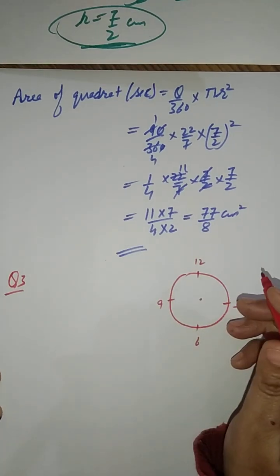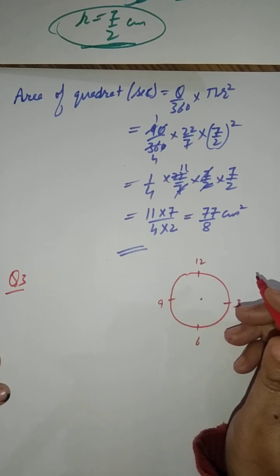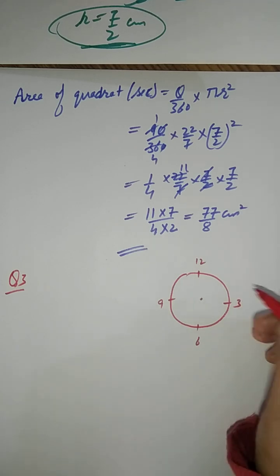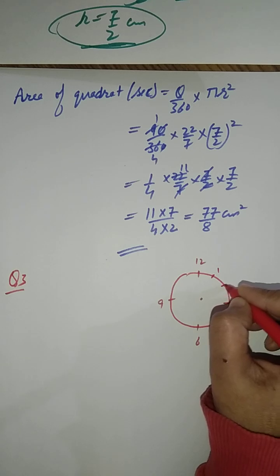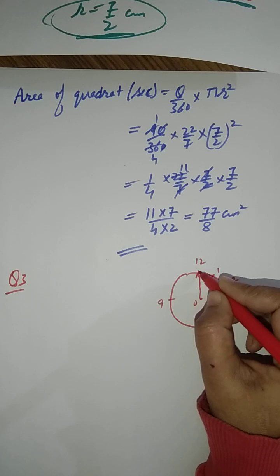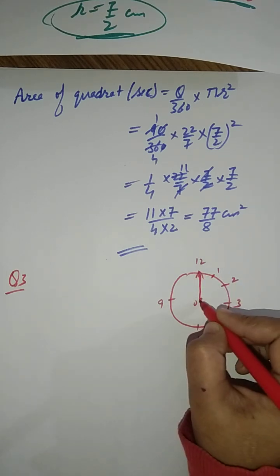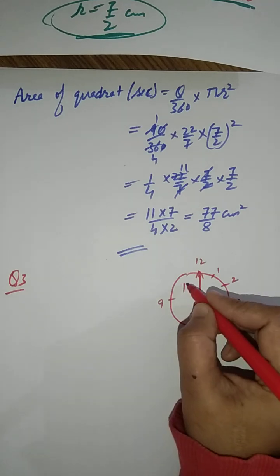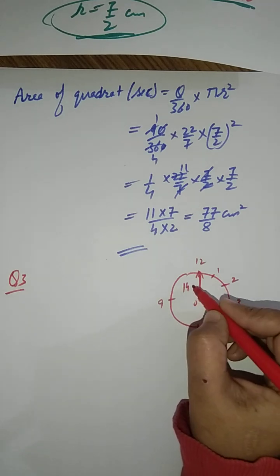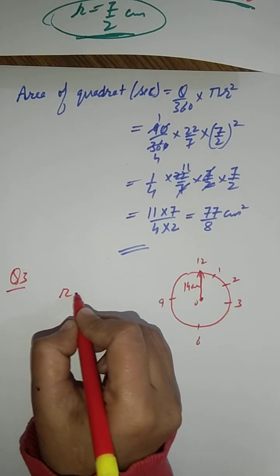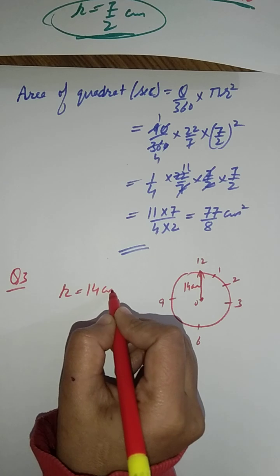So let us read the statement again. The length of the minute hand of clock is 14 centimeter. We have to find the area swept by a minute hand in 5 minutes. So this is 1 and this is 2. Let us suppose that at any instant my minute hand is at 12. And length of this minute hand is given to us 14 centimeter. So we know that the distance from the center to the circumference is the radius. It means radius is given to us 14 centimeter.